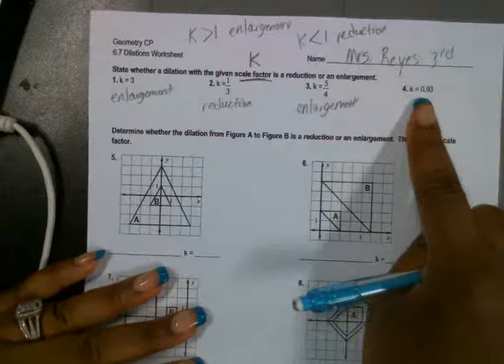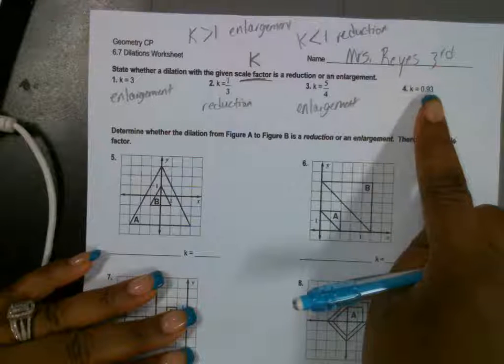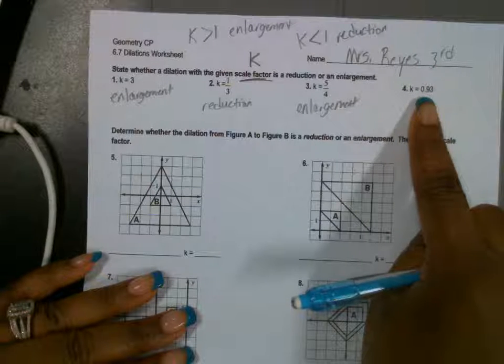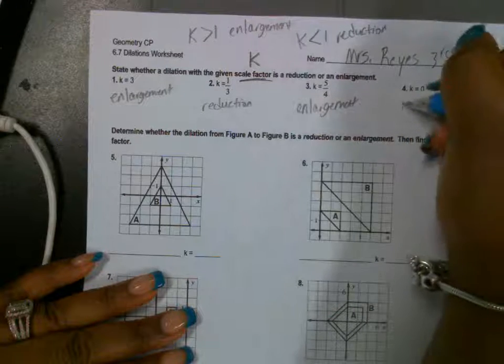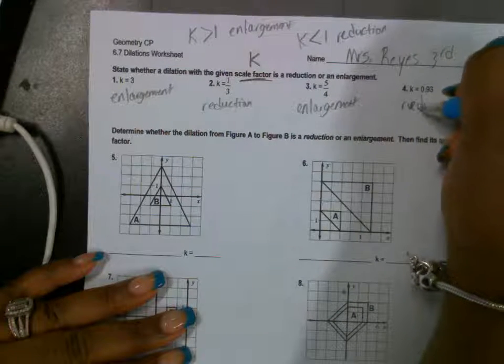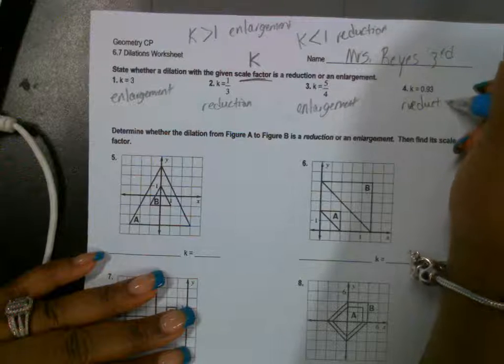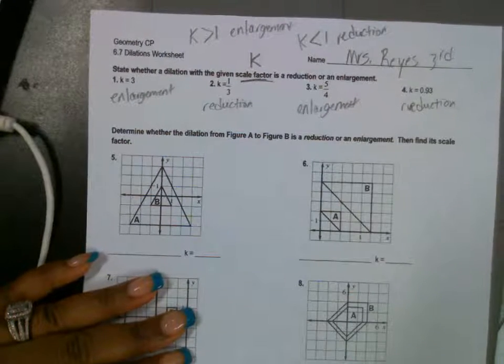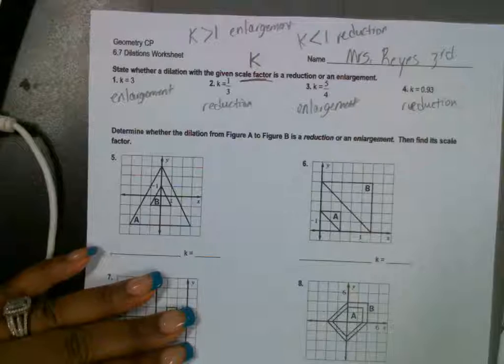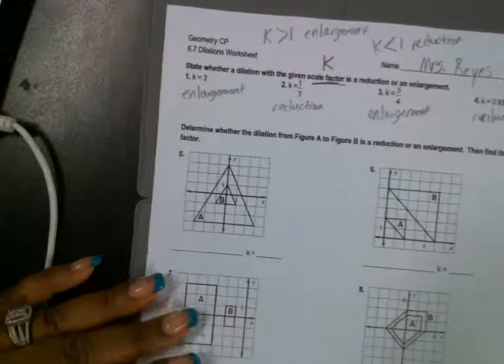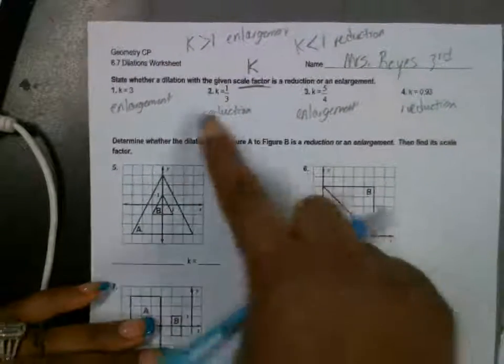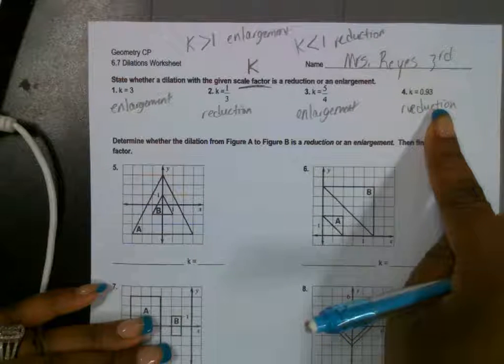K here. Is this an enlargement or a reduction? This is reduction. This is smaller than 1. The object is going to get smaller because K is less than 1. All right. Raise your hand if you're still working on 1 through 4.